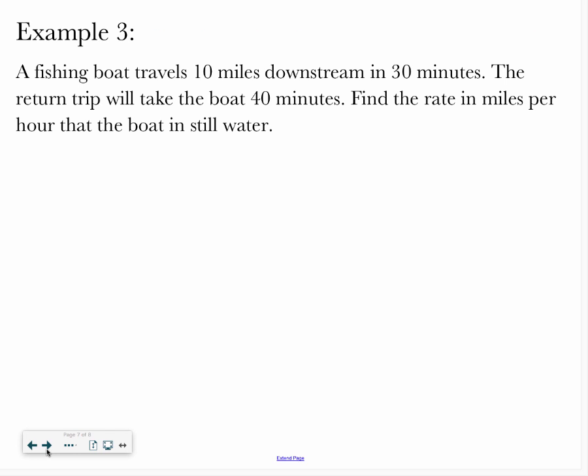We're talking about a fishing boat that travels 10 miles downstream in 30 minutes. The return trip will take the boat 40 minutes. Find the rate in miles per hour of the boat in still water. Okay? So we have a few variables. I'm going to use B to represent my boat in still water. C is going to represent my current.